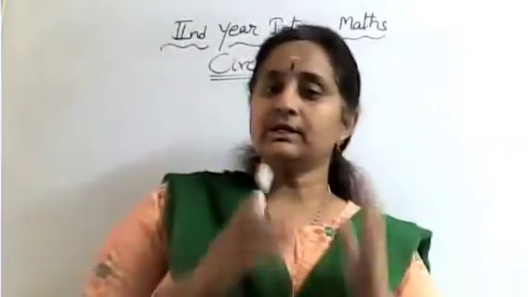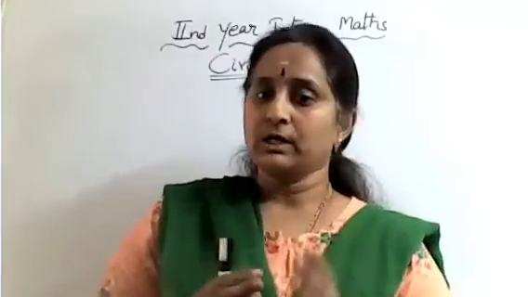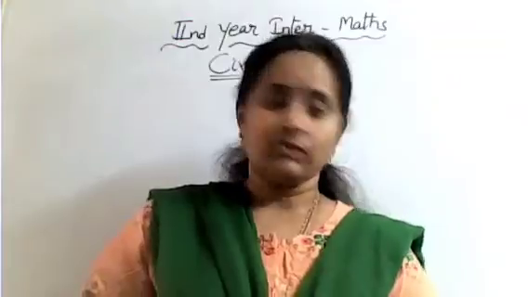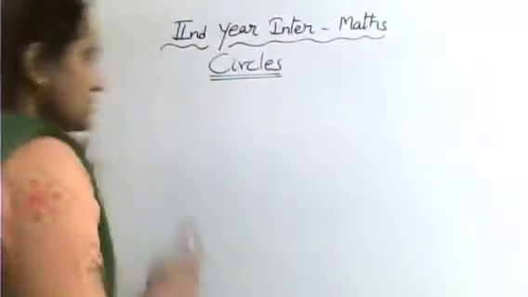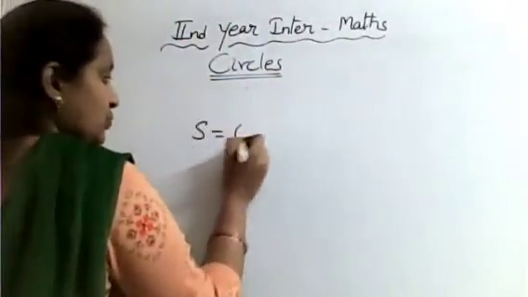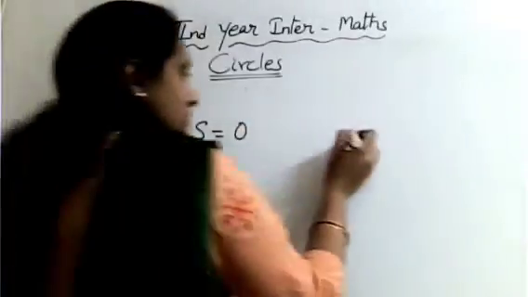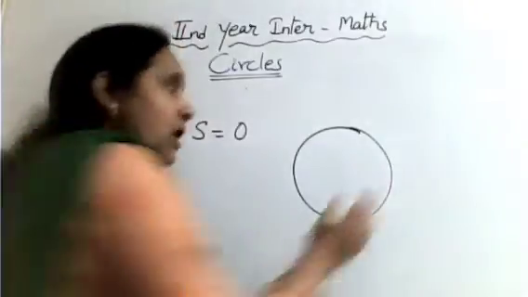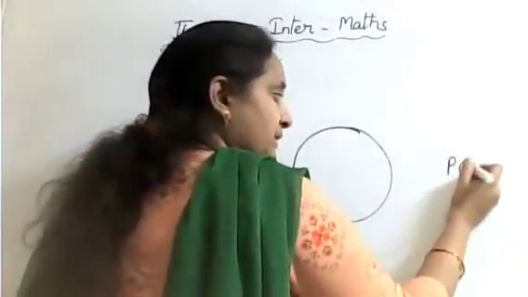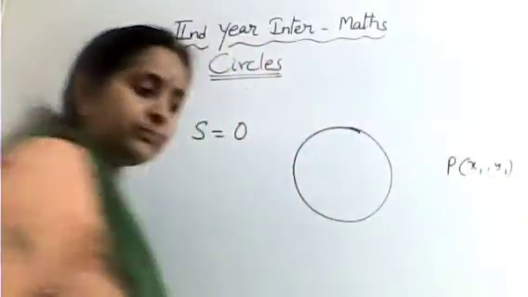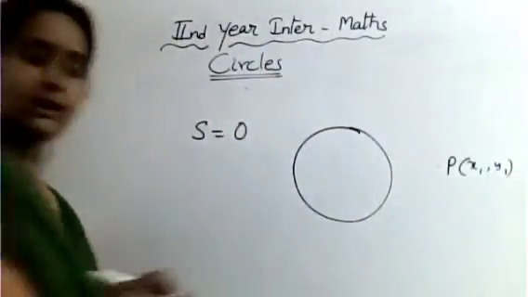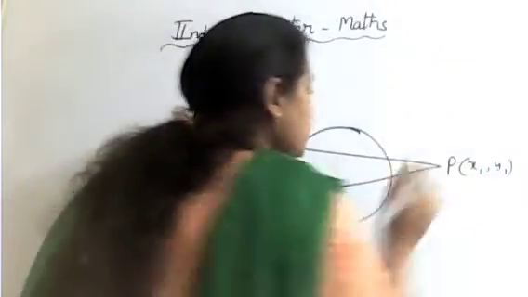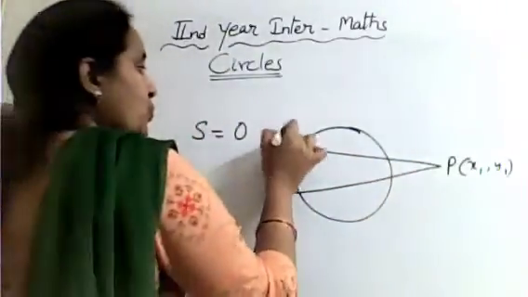So here we heard 2 terms, polar and pole. So let us see first what is polar and what is a pole. Suppose S is equal to 0 is a circle. So this is the circle. From any point outside in the plane, if you draw the lines, the lines cut the circle at Q and R.